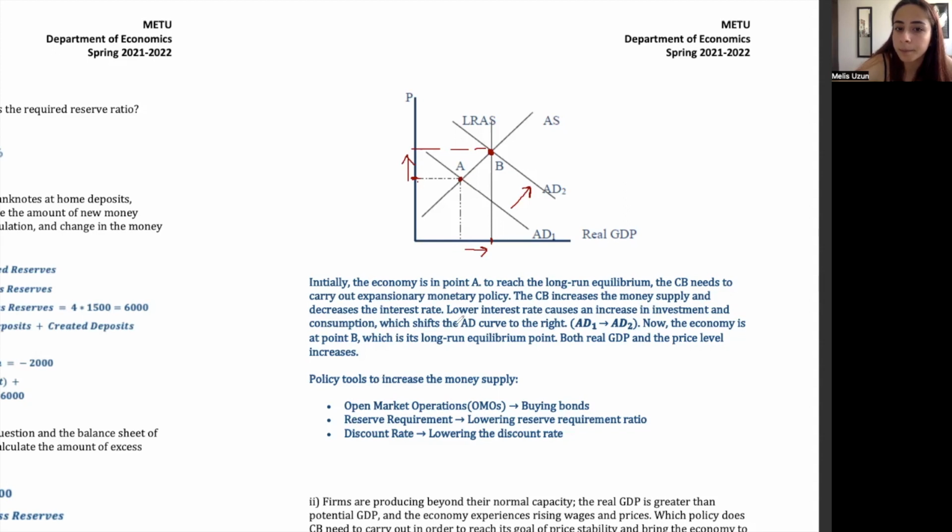How can the central bank increase the money supply? What are the tools that it can use? Open market operations: it can buy bonds. If the central bank buys bonds, it will increase the money supply. If the central bank lowers the reserve requirement ratio, the money supply will increase. Or if the central bank lowers the discount rate, it will encourage the banks to make more loans. So again, it will increase the money supply.